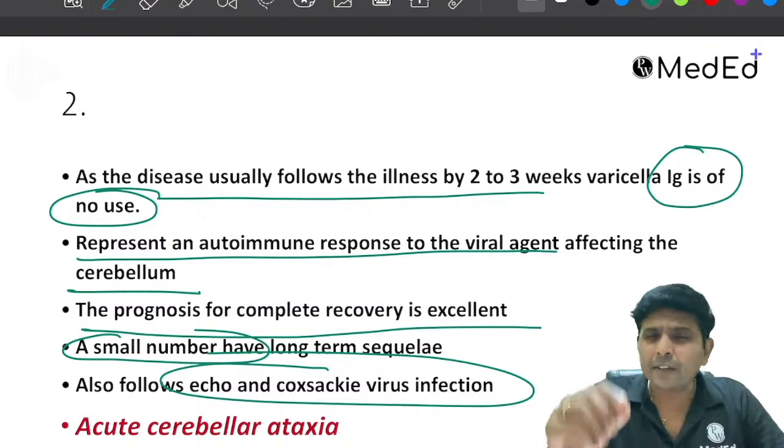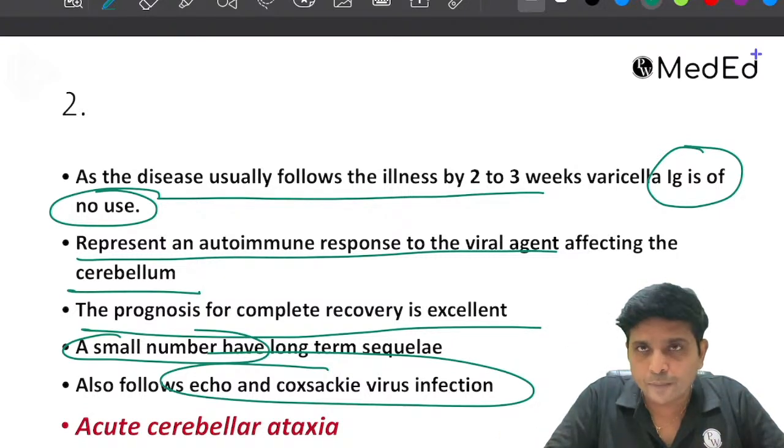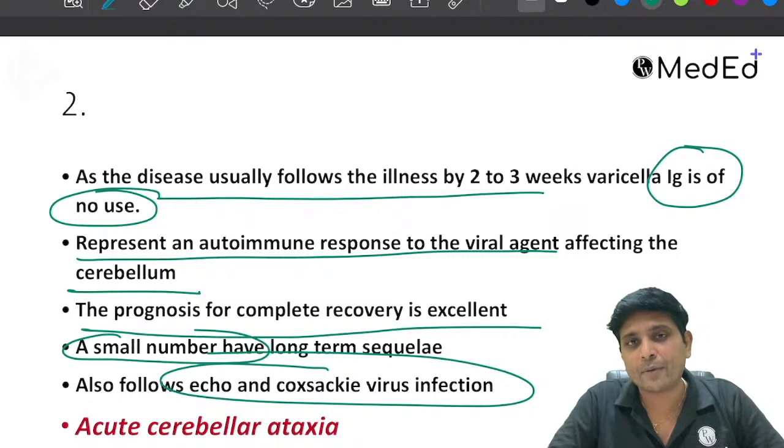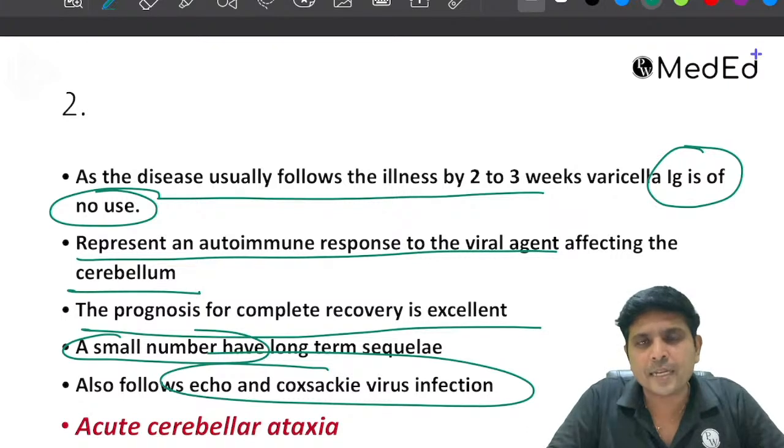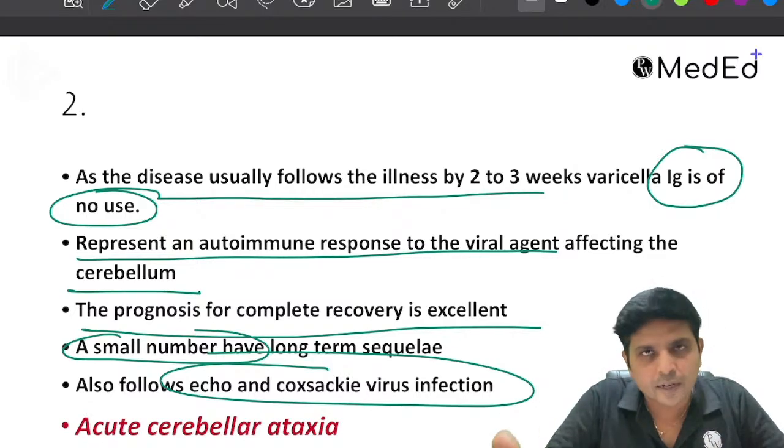Okay, the first one we have read about is neurofibromatosis 1 and 2. In the second one, apart from post-infectious cerebellitis, post-infectious varicella ataxia, what other ataxias do we need to learn? Let us see.